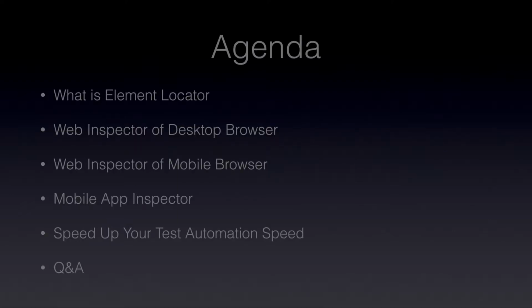This is today's agenda. The first part of today's training session will be what is an element locator. The second part will be the web inspector of the desktop browser, the web inspector of the mobile browser, and the mobile app inspector. And the last part will be speeding up your test automation.